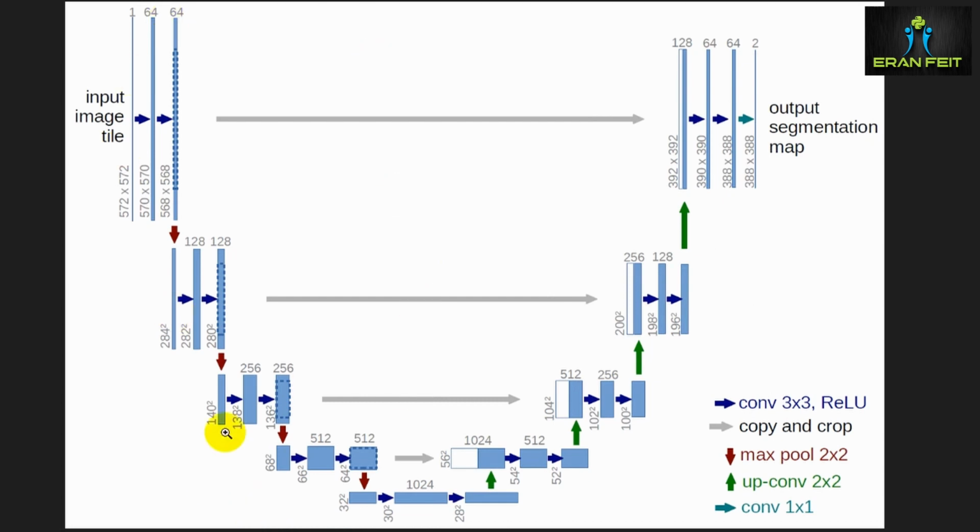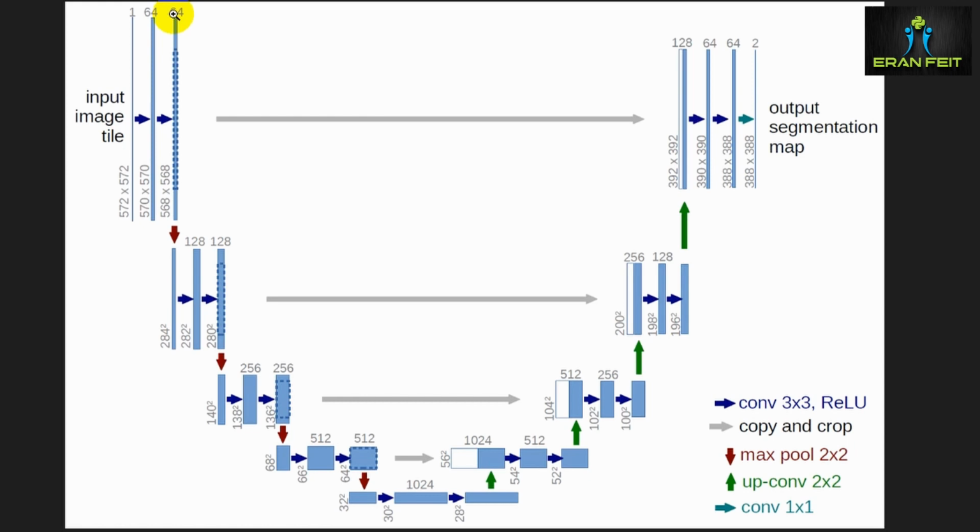The encoder is the part on the left side of the U shape. It takes the input image and gradually reduces its spatial dimensions while capturing important features. This helps the network learn high-level representations of the input image.